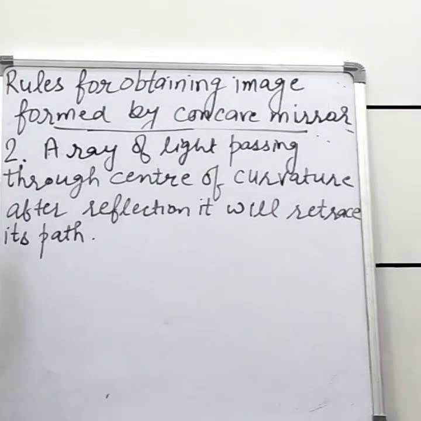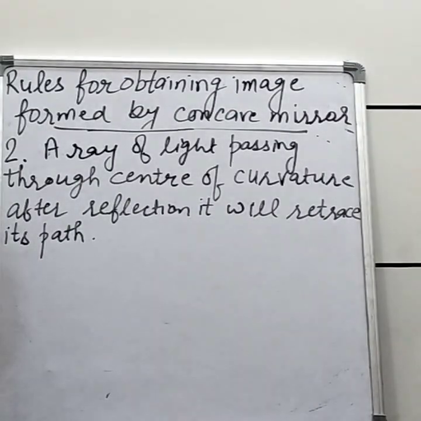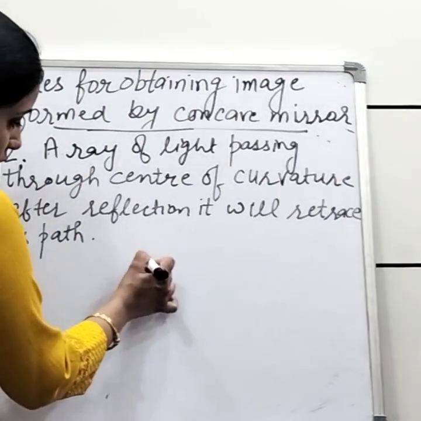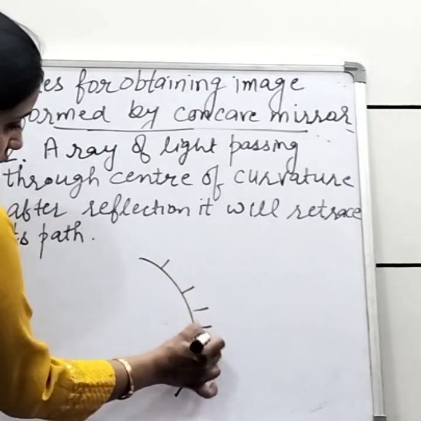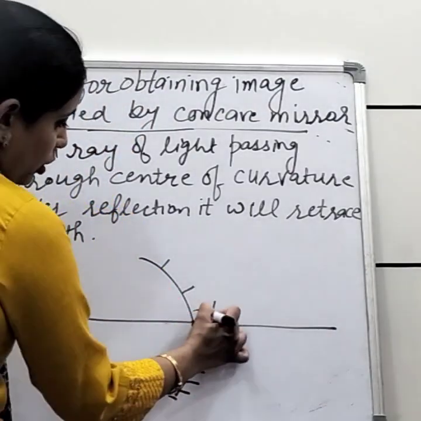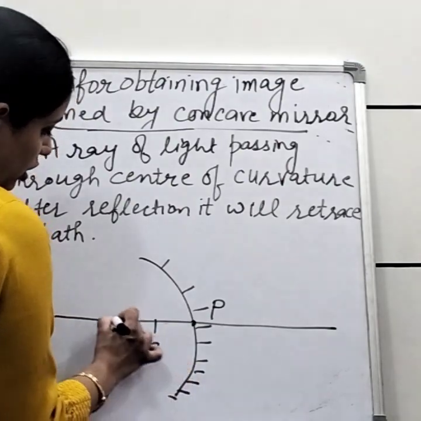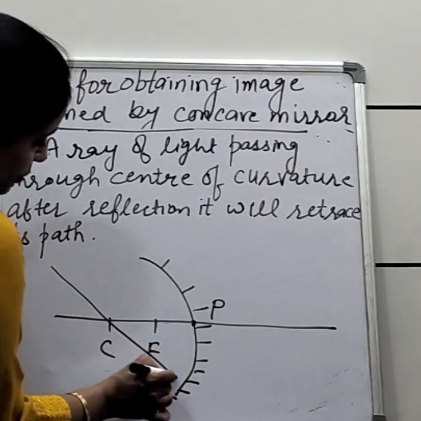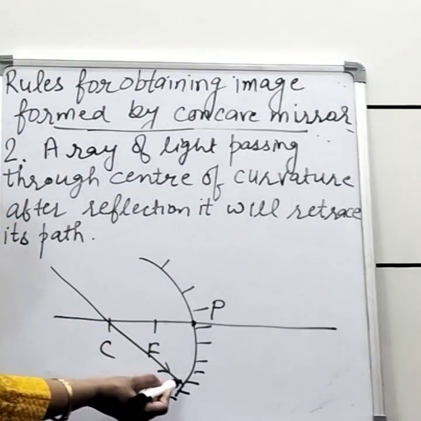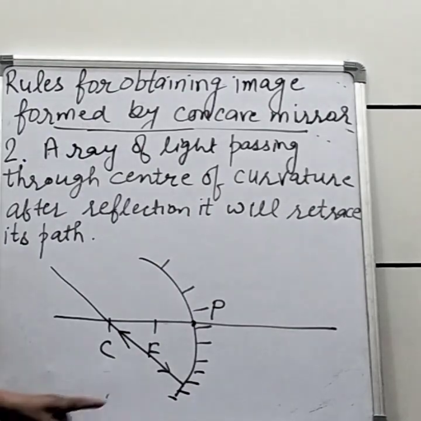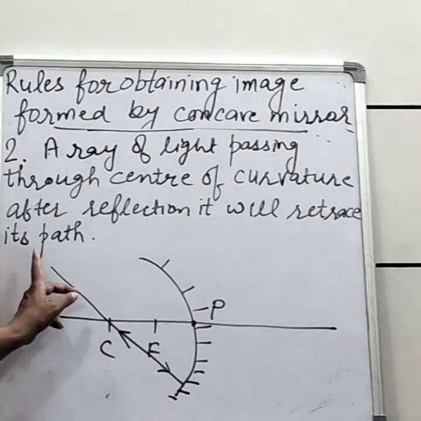Second rule: a ray of light passing through the center of curvature, after reflection, will retrace its path. Concave mirror, principal axis, pole, focus, center of curvature. A ray of light which passes from the center of curvature, after reflection from the mirror, will retrace its path, passing again through the center of curvature.